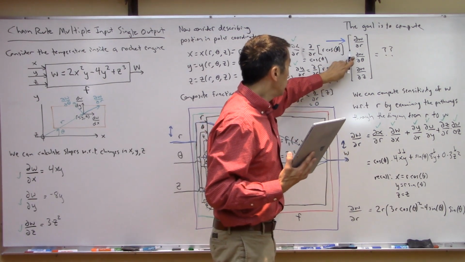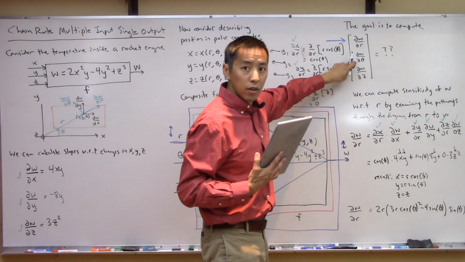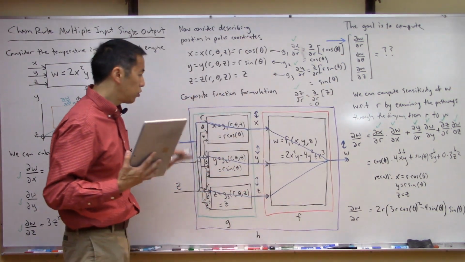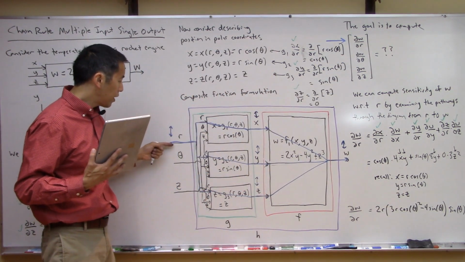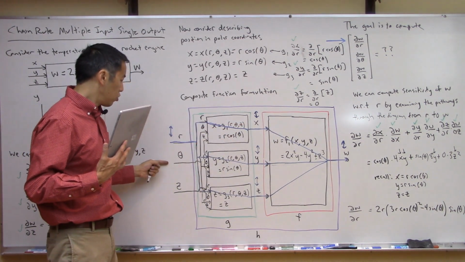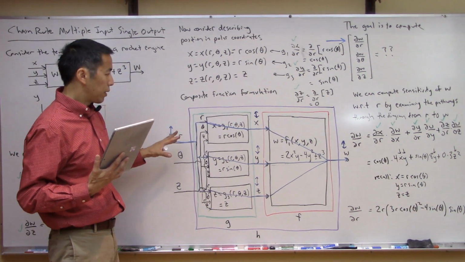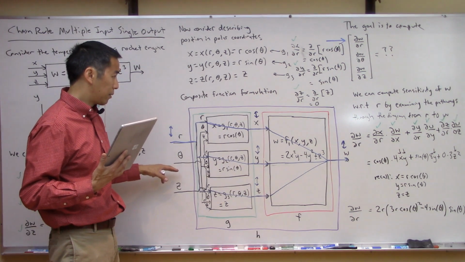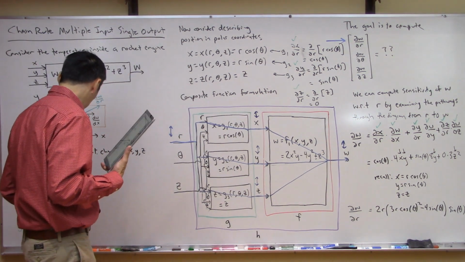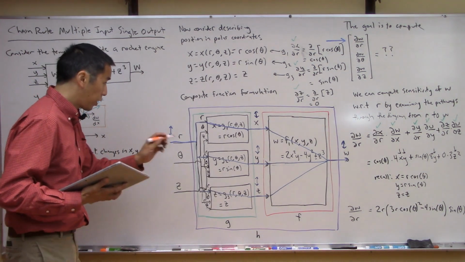So to do partial w with respect to theta, all you have to do is the exact same process, but now instead of tracing the pathways through how r affects things, you trace the pathways for how theta affects things, right? It's going to be kind of hard for me to erase this. Let me see if there's an easier way to do this. Maybe, okay, let's try a different color. I'm going to try orange.